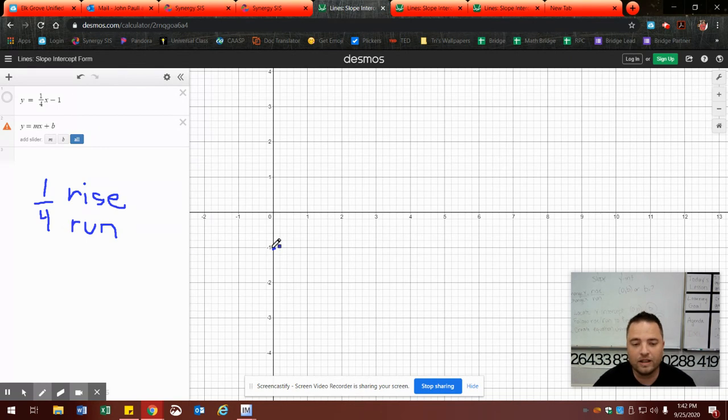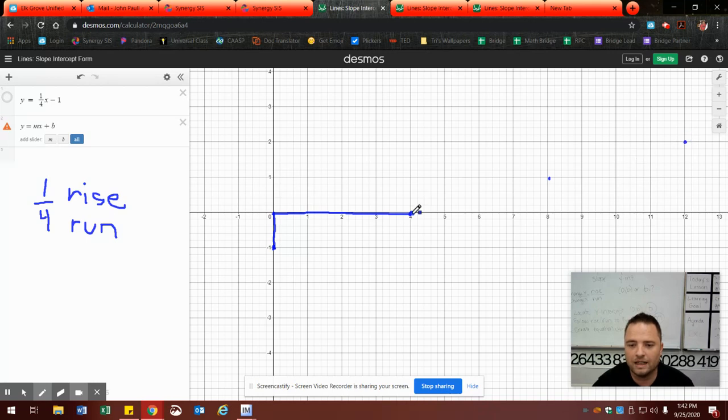If we start at -1, to get to another point, we have to rise 1, meaning we have to go up 1, which is this piece, and then run 4, meaning we go this direction 4 spaces. And this would be the location of another point. To find more points, rise 1, run 4.